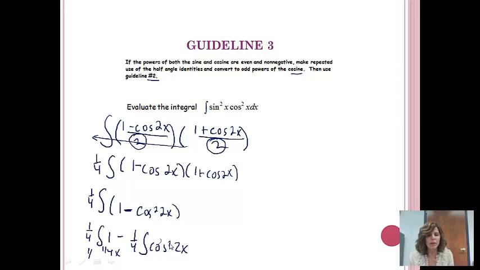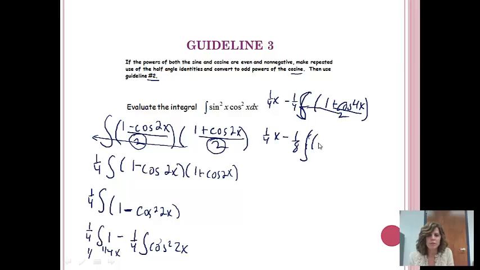Okay, now the second part is another problem where the cosine power is even and non-negative. So I'm going to use the half angle identity once again. I've got 1/4 x going on, and then minus 1/4 integral. Cosine squared 2x is equal to 1 plus cosine 2x, but there's already a 2 there, so it's going to be 1 plus cosine 4x over 2. And then the first thing that I'm going to do is pull that 2 out front. So I'm going to have 1/4 x minus 1/8 integral, I forgot to put that integral sign, of 1 plus cosine 4x. And now once again, since there's a plus sign, I can separate. So I'm going to have 1/4 x minus 1/8 the integral of 1 minus 1/8 the integral of cosine 4x.